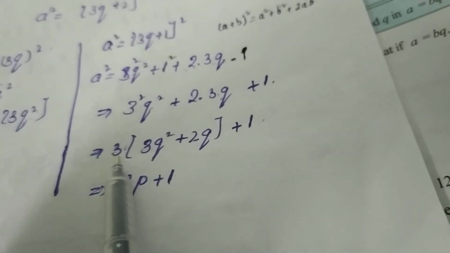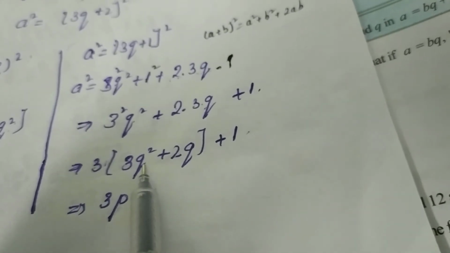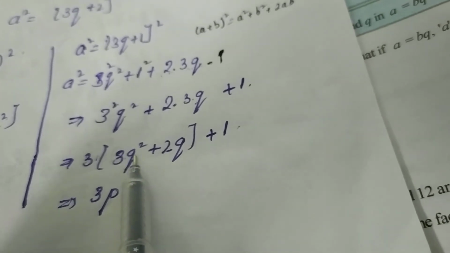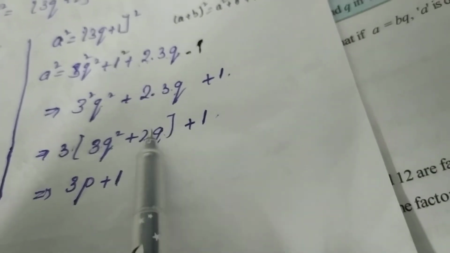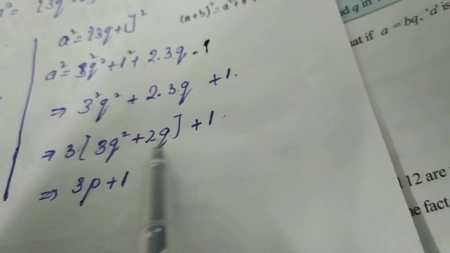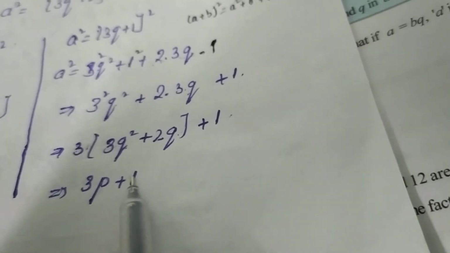Here, if we apply any number for q, say 1, we get 3 ones are 3, plus 2 I am applying the 1, 2 ones are 2. Again 3 plus 2 is 5. 5 is also an integer, a whole number, we can write it as p. So 3 times 3p plus 1.